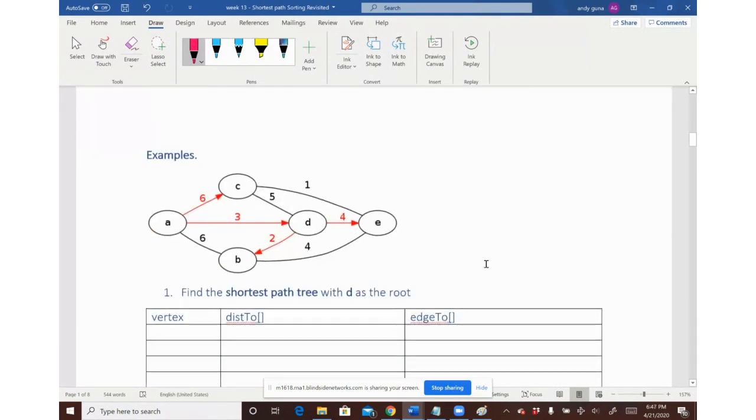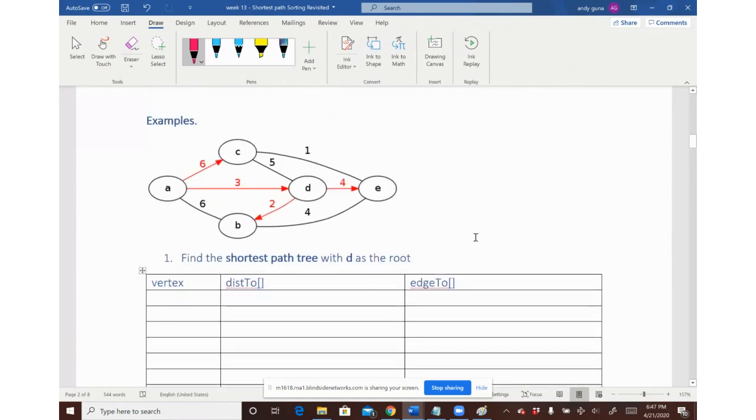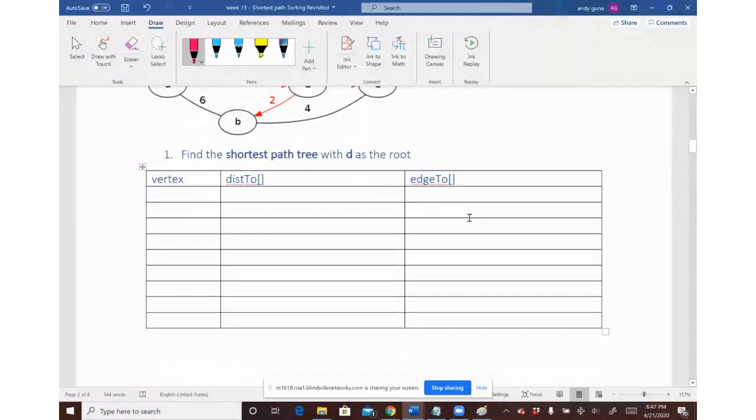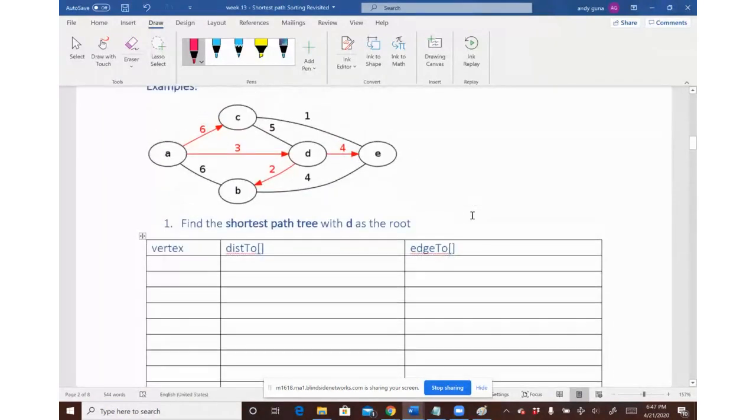Okay, so here's an example. In this case, what you see in red is what's called the shortest path tree. If you start from A, it shows you the shortest path to every other node. So it's 6 to C and 3 to D, 5 to B, and 3 plus 4 is 7 to E.